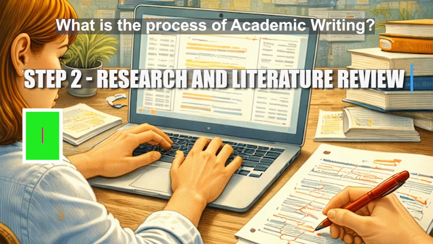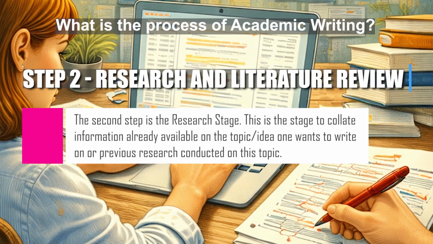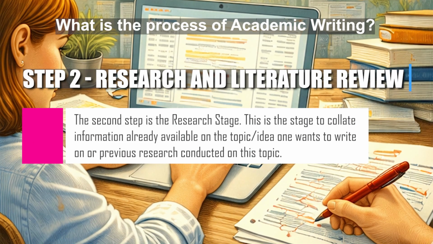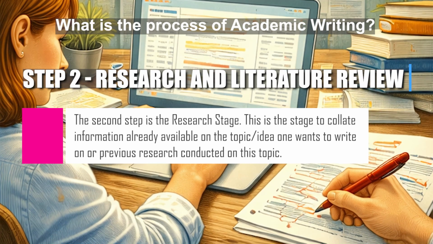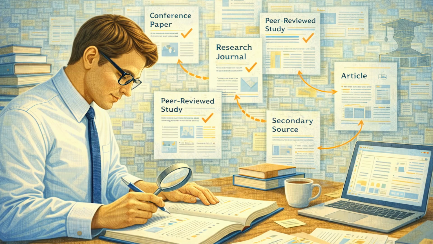Step 2, research and literature review. So this is the second step. This is the research step. This is the stage to collate information already available on the topic or the idea one wants to write on, or previous research conducted on this topic. In this stage, it is critical to research proper sources for your topic. Conference proceedings, peer-reviewed papers, research journals with strong credentials are good sources for factual information and references.